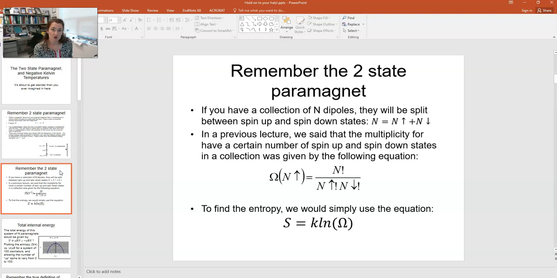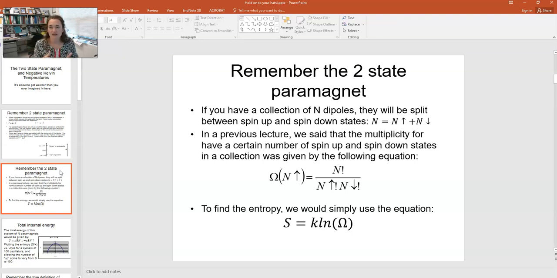Now, in some of our previous lectures on thermal physics, we drew an analogy between our two-state paramagnet and coin flipping, okay? So if you flip a coin, you get heads or tails. If you flip a two-state paramagnet, it'll either be spin up or spin down. So that means that you calculate the multiplicity for a two-state paramagnet similarly to how you calculate the multiplicity for coin flipping. And that gives us our expression for the multiplicity here.